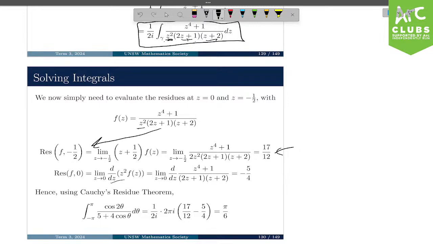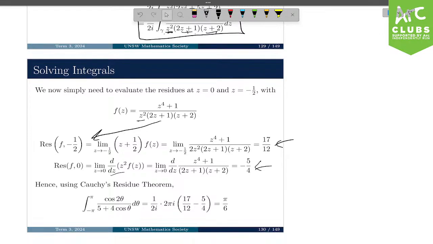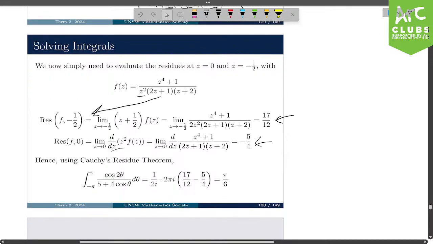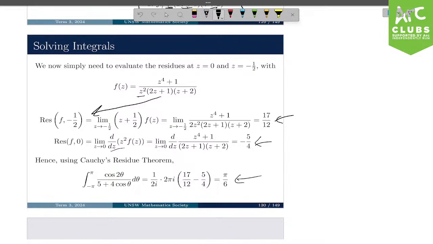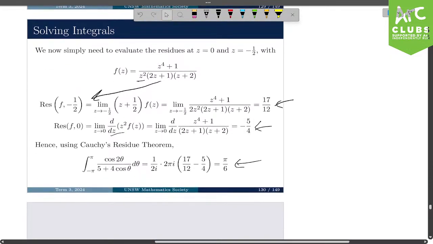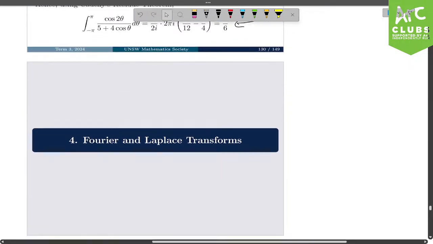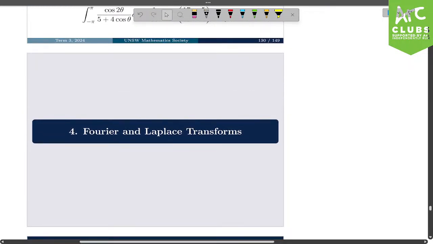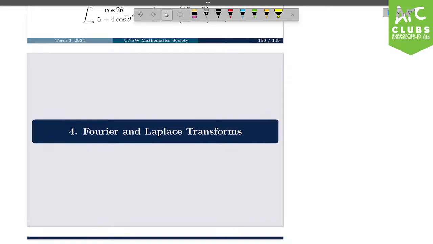Yeah. And so we get minus 5 and 4. We add them together, multiply by 2 pi i, and we get pi on 6, as required. Fantastic. All right, that is that for series. And we've finished that just on the dot of the hour.